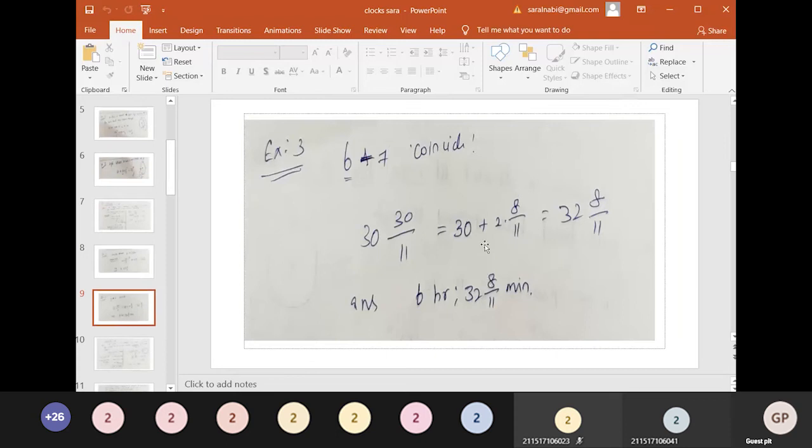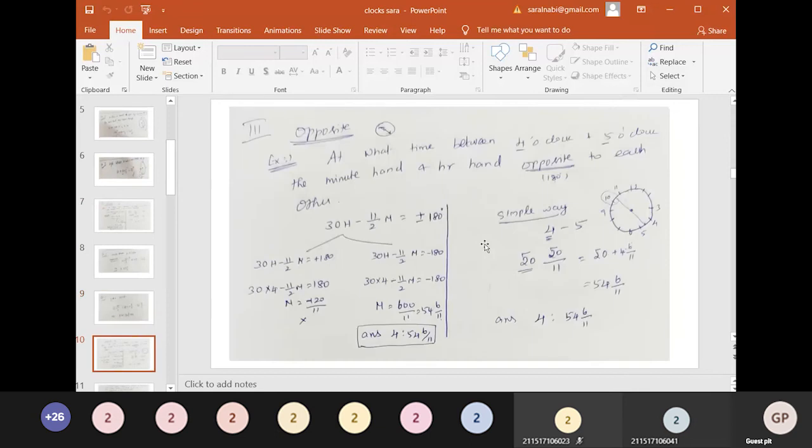Is the concept of coincidence clear for you? Okay. And the third concept is what? In between this time, when the hour hand and minute hand are in opposite directions, they are asking. Listen carefully. They are asking about the opposite direction. Here also we can follow the same short method, like how you found the coincide concept. In the same manner, we can do this opposite also. So read the question carefully. At what time between 4 o'clock and 5 o'clock are the minute hand and the hour hand opposite to each other?